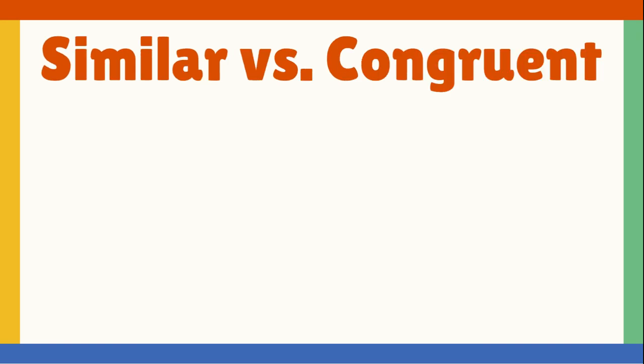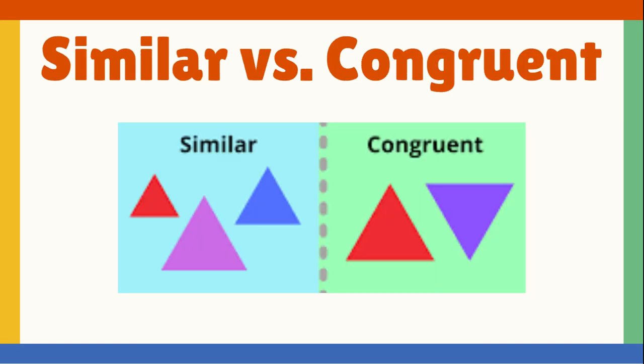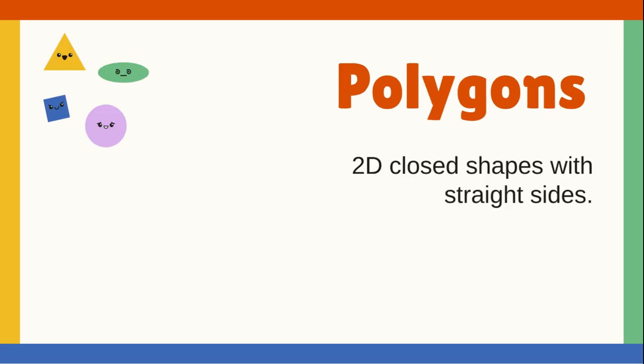And if you want to see those side by side, so similar, you can see all the exact same triangle, but just different sizes. Whereas congruent, they have to not only be the same size, they also have to be the same shape. So similar, different sizes, congruent, they are the same size.